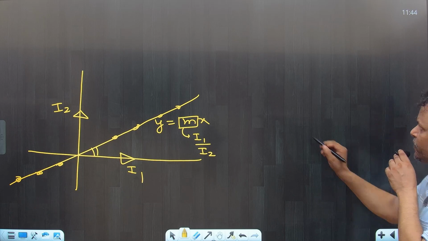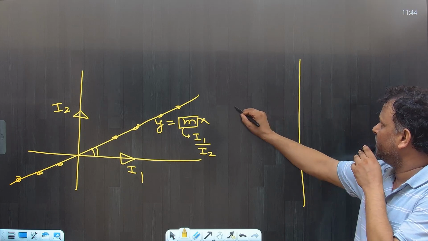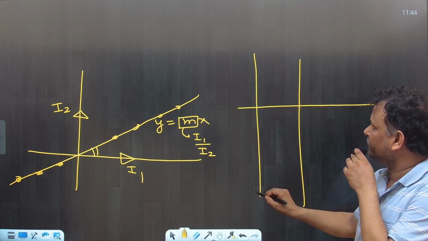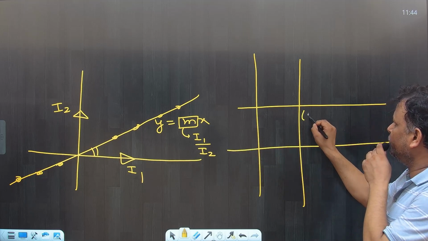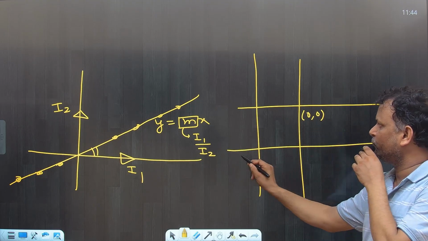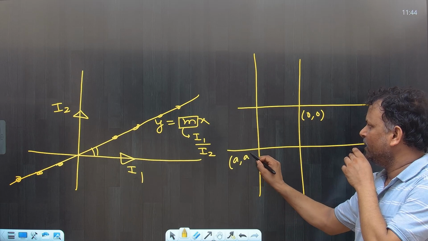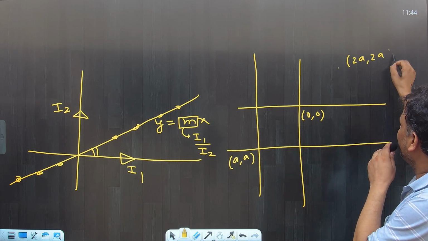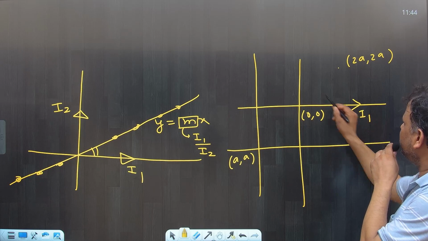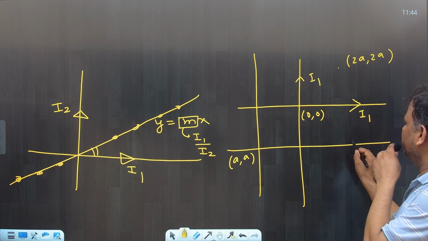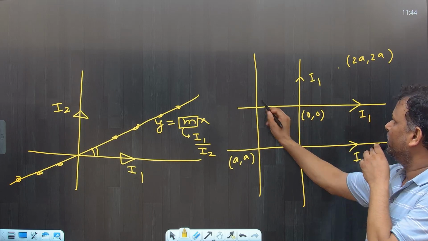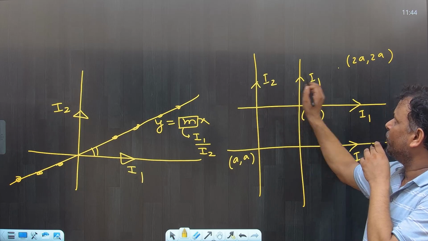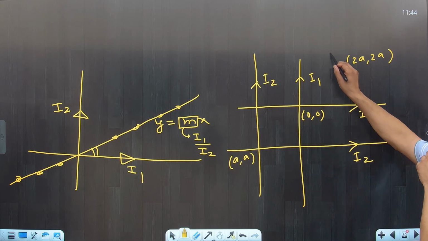It is a very interesting problem in SC Verma, that here are 4 wires, right? The intersection of this point is 0, 0. Here it is A, A, and you want to find the magnetic field at point 2A, 2A. Here the current was I1. In this case the current was I2. You wanted to find the magnetic field at point P.